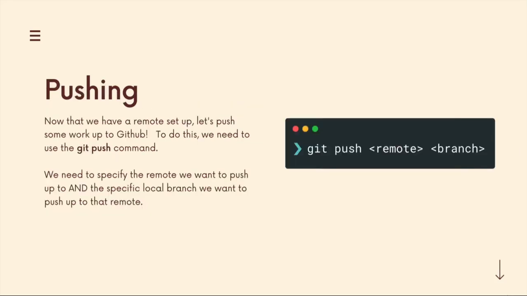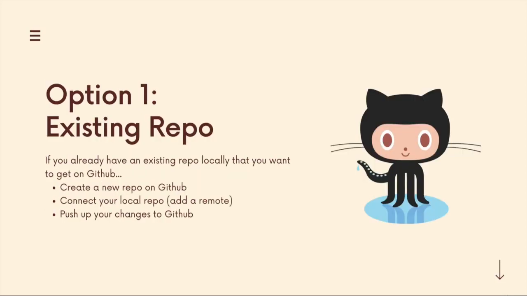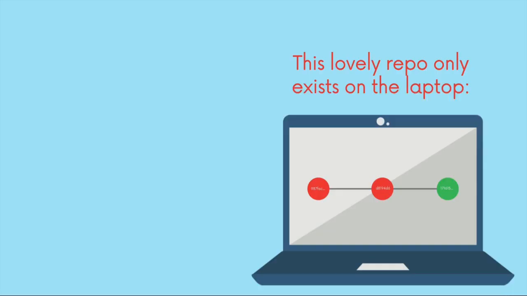Okay. All right. So we have one more step to get our code up on GitHub. We just need to push it up. If you remember, option 1 out of 2, which we're following here, is to create a new repo on GitHub, which we've done, and connect the local repo by adding a remote to our GitHub repo. We just did that in the previous video. Now we need to push our changes up. So we have our existing repo.